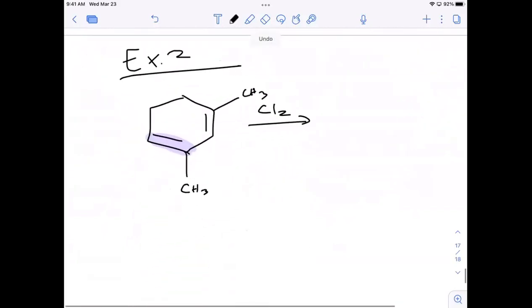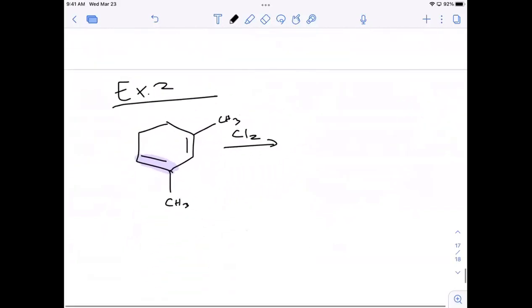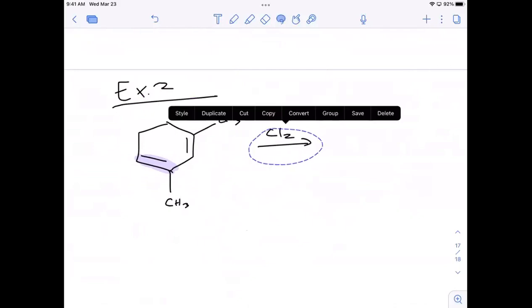let's take a couple of minutes and I want you to draw the intermediate if the double bond highlighted in purple is halogenated, and then also draw the two products.